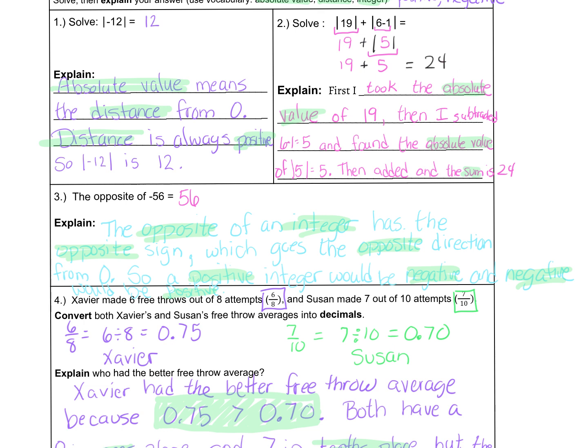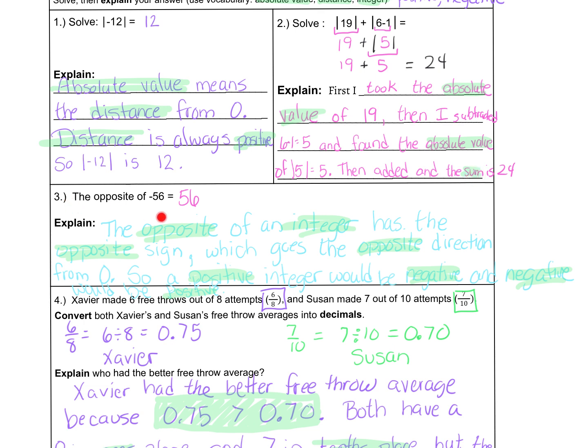Number 2. First, I took the absolute value of 19, which is 19. Then I subtracted 6 minus 1, which is 5. And then I found the absolute value of 5, which is 5. Then I added 19 and 5, and I got the sum is 24. So I used the words absolute value, distance, positive, and sum.